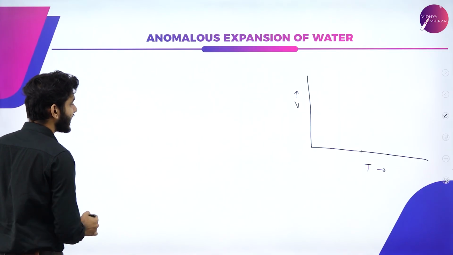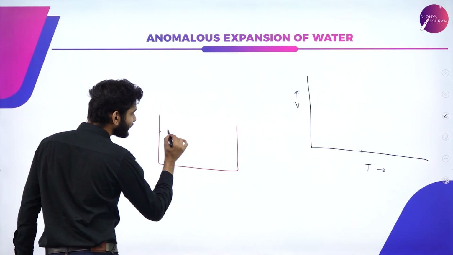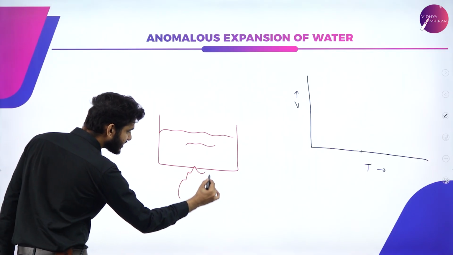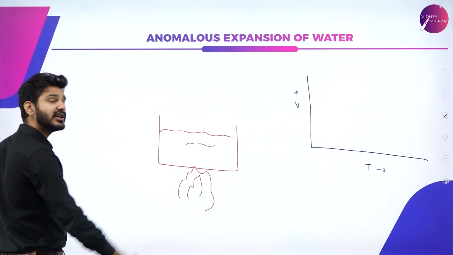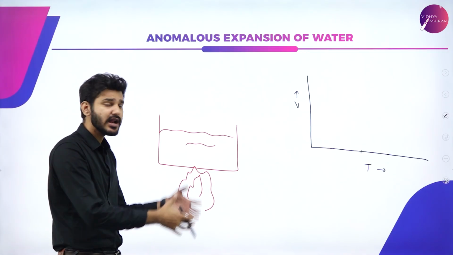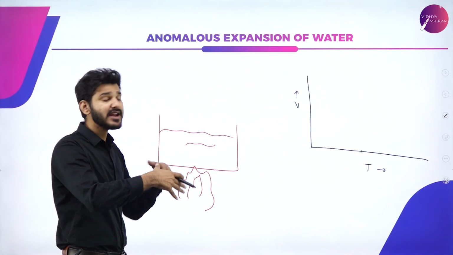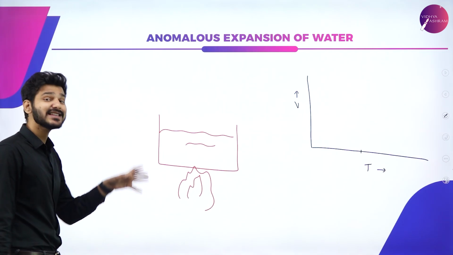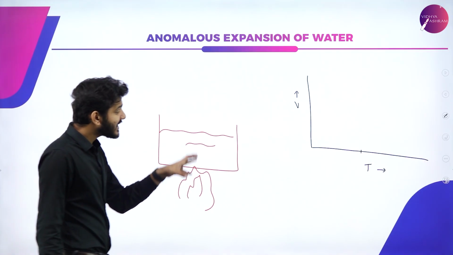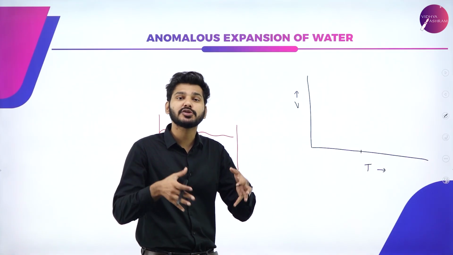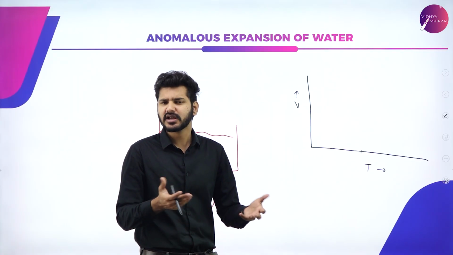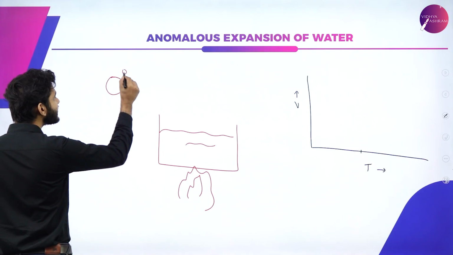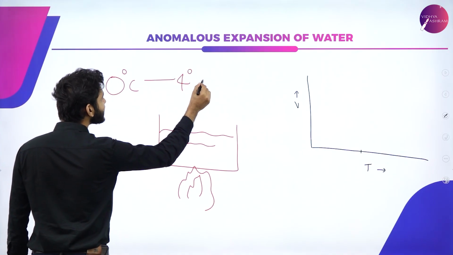If I have a completely filled beaker with water and I am giving heat to that particular system, then automatically we know that water should expand and it should create water vapor after a certain point, right? But experimentally it is found that instead of expanding, water actually contracts at first. But sir, how is this possible? It is possible only in a temperature range from 0 degrees Celsius to 4 degrees Celsius.